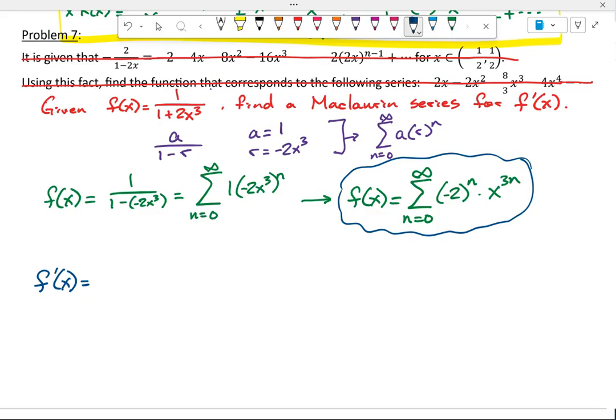So f prime would be the sum as n equals 0 to infinity. How would we write that derivative? What would we do with the negative 2 to the n? Do we do anything with it? No, because we consider it as a constant, right? So I have negative 2 to the n times, and then the derivative of x to the 3n. How would I do that derivative?